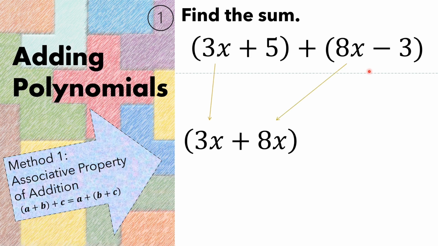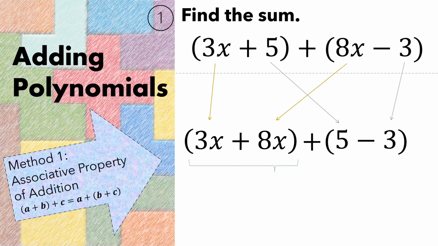Let us group the like terms: 3x plus 8x, then plus 5 minus 3. Then simplify. 3x plus 8x, copy the literal coefficient and add their numerical coefficients. So we have 11x plus 5 minus 3 is 2. So the answer is 11x plus 2.